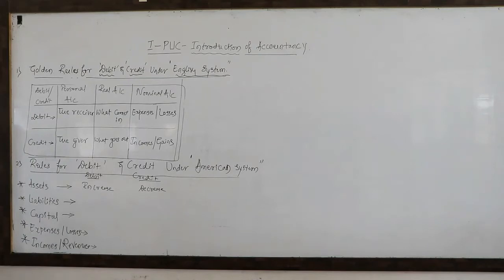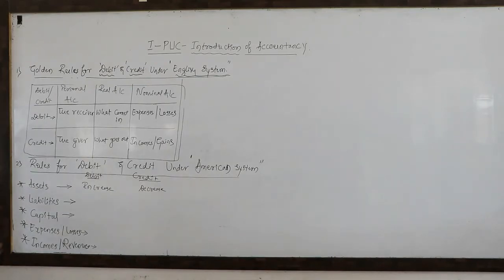The rule for debiting and crediting under the American system. Among these two systems, you can follow any one, but the present rule is the American system. Both are similar, but on observing, you may think it is something quite different from the other, but that is not so.